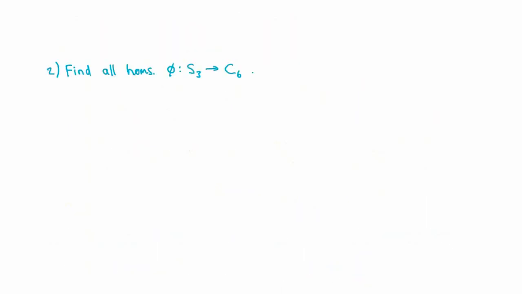Now let's try another one, and this time let's try to find all the homomorphisms phi from the symmetric group of degree 3 to the cyclic group of order 6. We know from our second video about symmetric groups that S3 is generated by the transposition (1 2) and the 3-cycle (1 2 3). And as before, let's choose a generator x for the cyclic group of order 6 so that it's the collection of elements identity, x, out to x to the 5th.